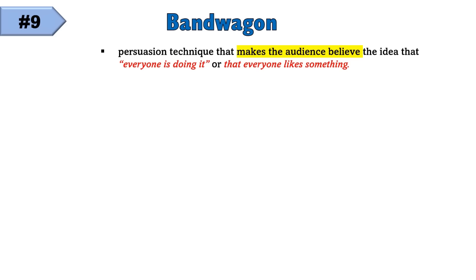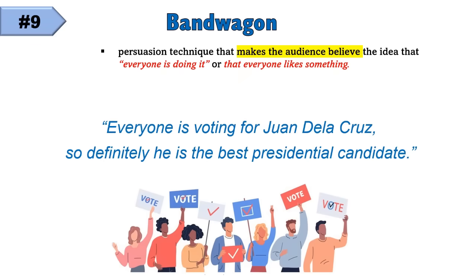Another persuasive technique is bandwagon. Commonly used in advertisements, this persuasion technique makes the audience believe the idea that everyone is doing it or that everyone likes something. For instance, everyone is voting for Juan de la Cruz, so definitely he is the best presidential candidate. This statement is intended to convince the audience to vote for him.